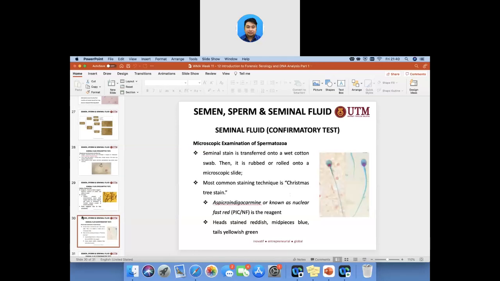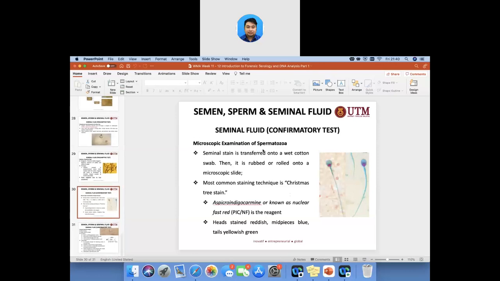Okay. Confirmatory test for seminal fluid. Straight away you are going to look under the microscope for the spermatozoa. The seminal stain is transferred onto a wet cotton swab, and you swab it onto a microscope slide. You view it under the microscope, and usually you would see spermatozoa. The head is going to be stained reddish, the mid piece blue, and the tails are going to look yellowish cream. Okay, so this confirms the presence of spermatozoa.